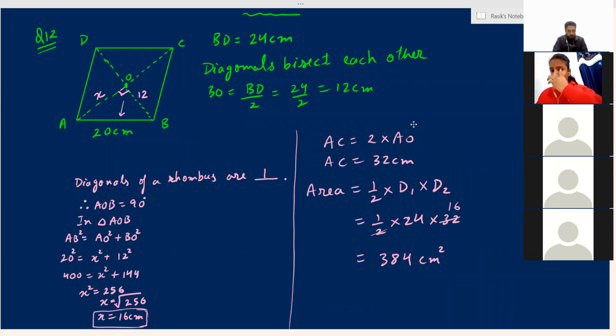Question number 13 is homework. Very easy question, straightforward question. The area of the rhombus is given, one diagonal is given. You have to find the length of the other diagonal. Use the formula half into d1 into d2 and find the length of the other diagonal. Easily you can find it. So do question number 13 in homework.